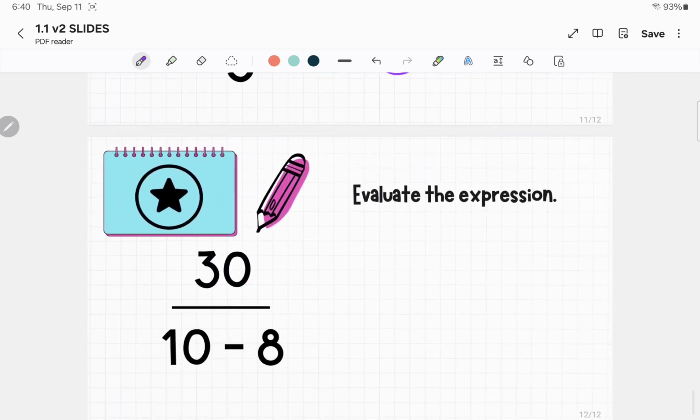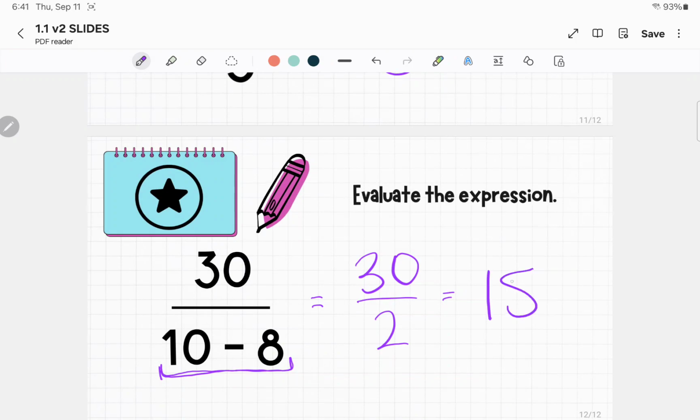Go ahead and pause and try this. Oh, this is our last one. So go ahead and try. All right, so we have, again, our fraction bar, but this 10 minus 8 needs to be simplified. It's like there's invisible parentheses around it. So what is 10 minus 8? That would be 2, right? So I'm going to bring this across. So 30 divided by 2. And again, if you need to use a calculator, remember, always use a calculator. 30 divided by 2 is 15. And that is our answer.